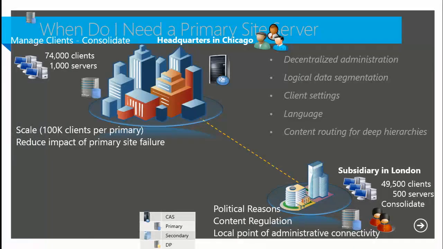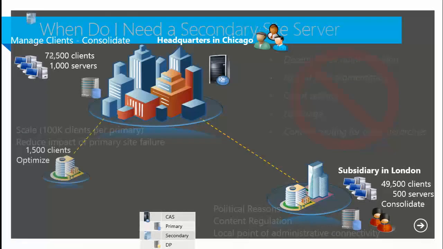So these are not the reasons to have an additional primary site. Again, pointing out the fact that we've got role-based administration, so we do the decentralized administration. And again, for these additional pieces, logical segmentation, client settings, language, you don't need primary sites. What we haven't stressed, but have stressed in the past, is content routing. We can do content routing, and I'll show you that in just a minute, with secondary sites.